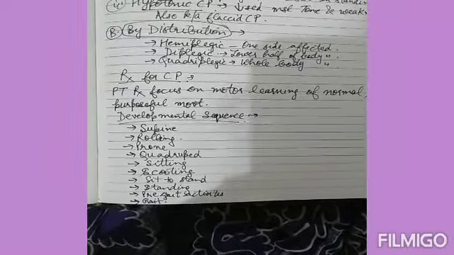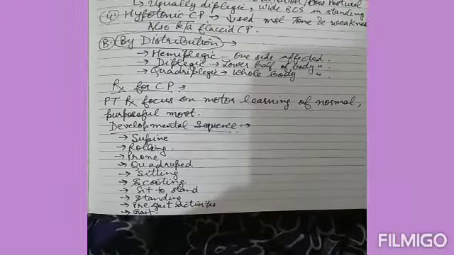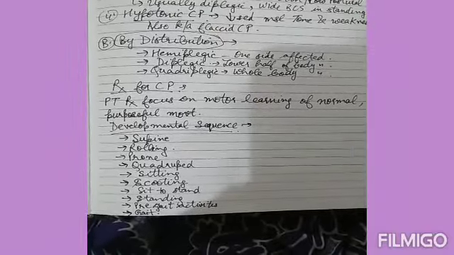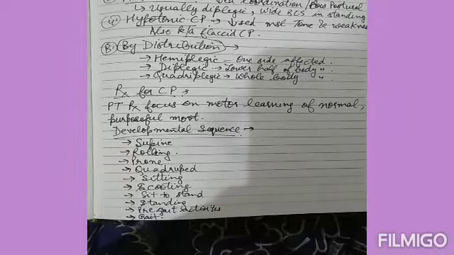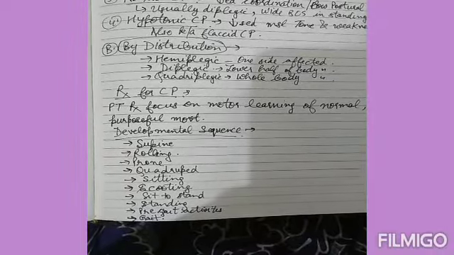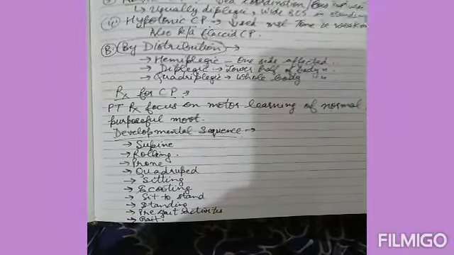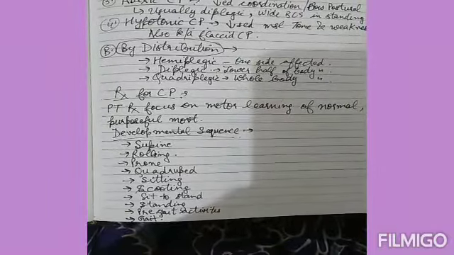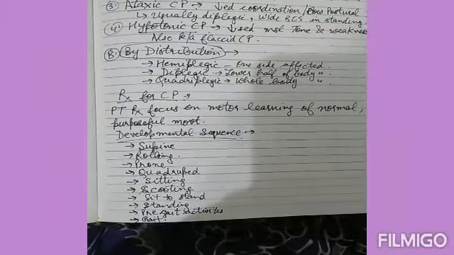Now, if we talk about the treatment part, specifically physiotherapy treatment, physiotherapy usually focuses on the motor learning of normal purposeful movement, and we concentrate more on neurodevelopmental therapy, which focuses on the motor learning of normal and purposeful movement, so that it can be learned by the child and he is able to perform his ADLs.